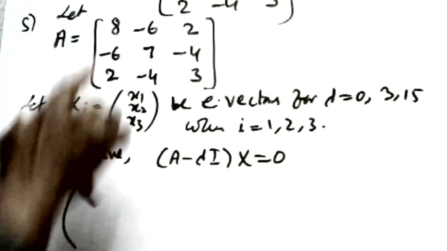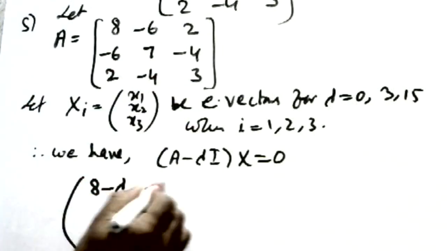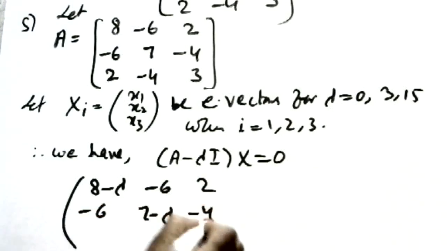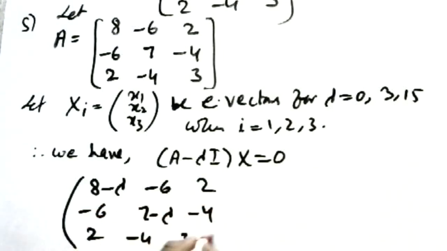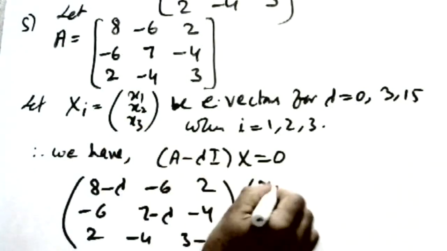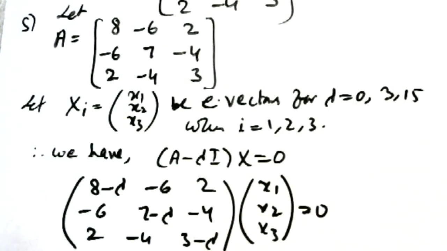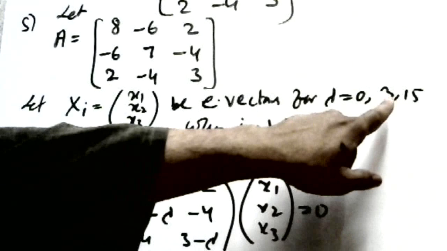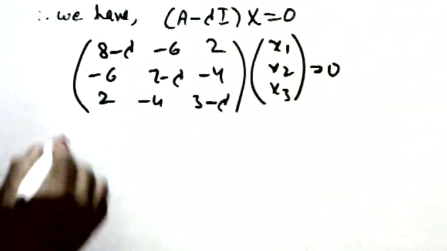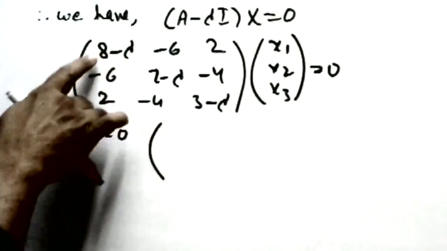See here, A minus lambda I, we just understood how to form this. Attach minus lambda with these three diagonal numbers. So we get the matrix [8 minus lambda, minus 6, 2; minus 6, 7 minus lambda, minus 4; 2, minus 4, 3 minus lambda] into X, where X is x1, x2, x3, equals 0. First we keep the lambda value 0, and we will get one vector, then for 3, then 15. So let me start with lambda equals 0.